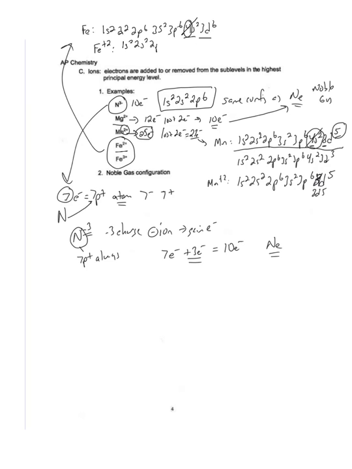1s2, 2s2, 2p6, 3s2, 3p6, 3d6. That is the electron configuration for iron. So any cation, do the configuration of the atom first, and then lose electrons from the outermost electron next.